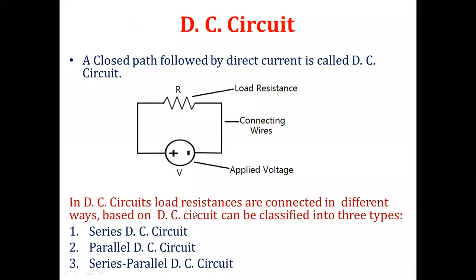So in a DC circuit, load resistances are connected in different ways. Based on that, DC circuits can be classified into three types. The first is series: if the load resistances are connected in series, then we consider that a series DC circuit. If the load resistances are connected in parallel, then that one is a parallel DC circuit. If the resistances are connected in a combination of parallel and series, then we consider that a series-parallel combination. We are going to discuss all of them here now.